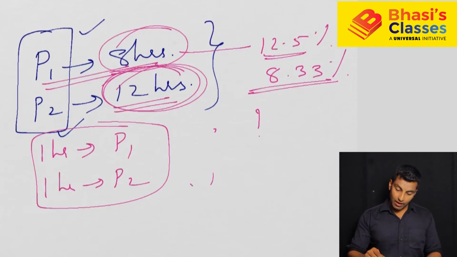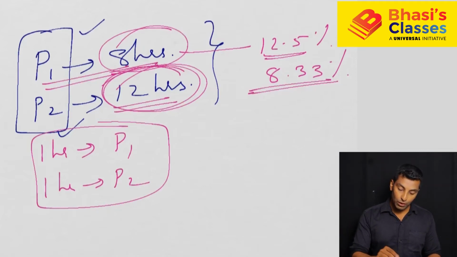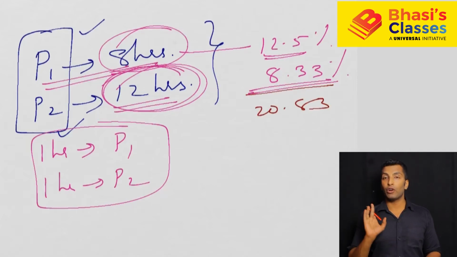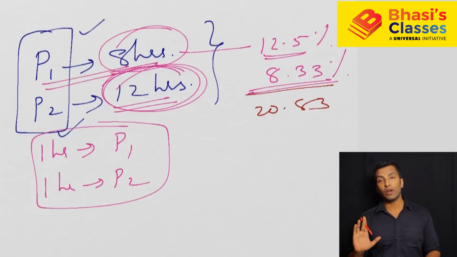Now let's see. First hour P1 is open, so in the first hour 12.5 is filled. Second hour P2 is open, 8.33 is filled. So after 2 hours, how much is filled? 20.83 is filled. Third and fourth hours are the same application, so another 20.83. Fifth and sixth are also the same. Seventh and eighth hours are also the same.